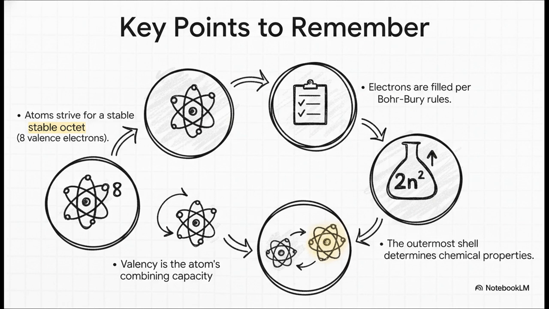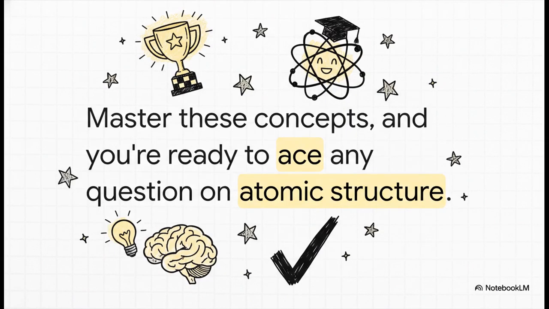This directly leads to valency, which is just the atom's combining power. And finally, the ultimate goal for almost every atom is to achieve that stable octet, those 8 electrons in its outer shell. Look, if you have truly understood these fundamental concepts, you have built a very strong foundation in chemistry. You are now ready to confidently handle any question on electronic configuration and valency that comes your way. Keep practicing these examples. All the best.